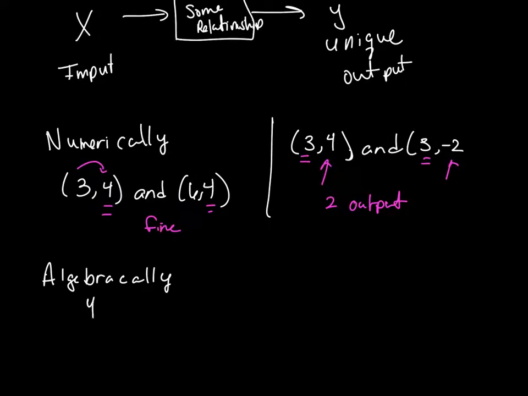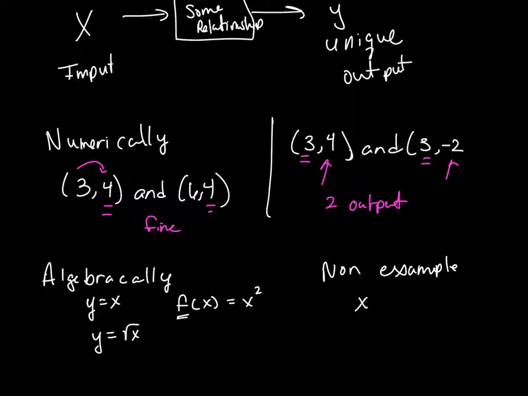Algebraically, they can look like y is equal to x, y is equal to the square root of x, but more commonly we write them as f of x is equal to x squared, where the f of x takes on the role of y, the f indicating that this is a function. Now, my non-example would be x squared plus y squared is equal to 4. This is a circle, and the circle is definitely not a function.